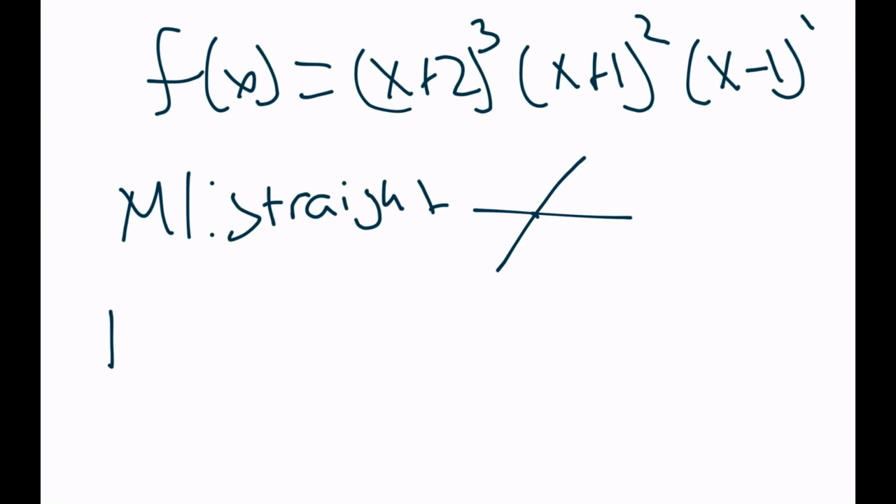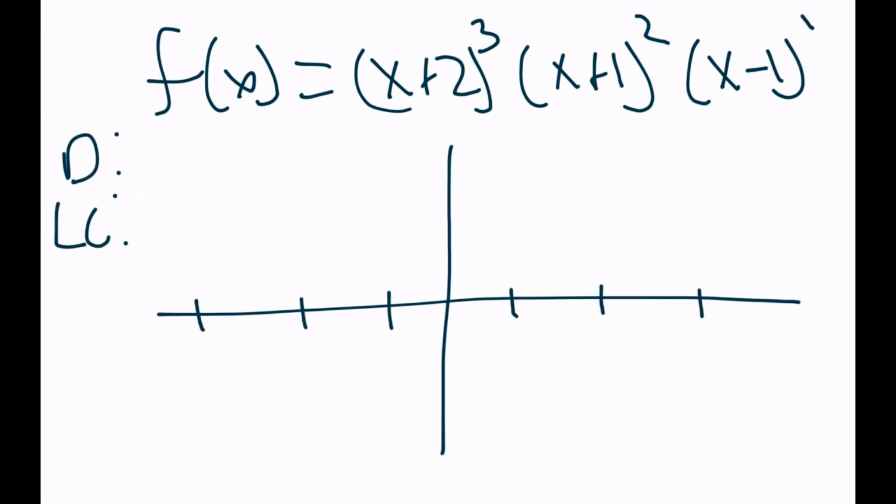However, multiplicity 2 changes. It actually bounces. It sort of hits the vertex of the parabola. And multiplicity 3, it's similar to a cubic function, where it squiggles at the x-intercept. Okay, let's graph this polynomial, keeping multiplicity in mind.